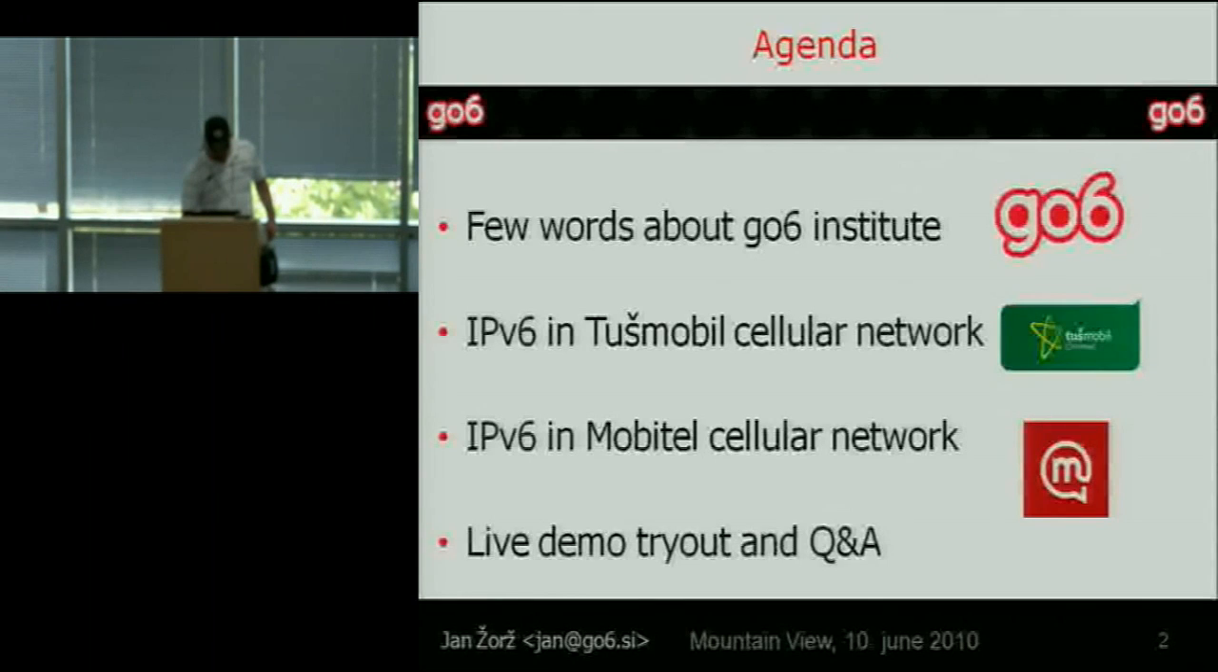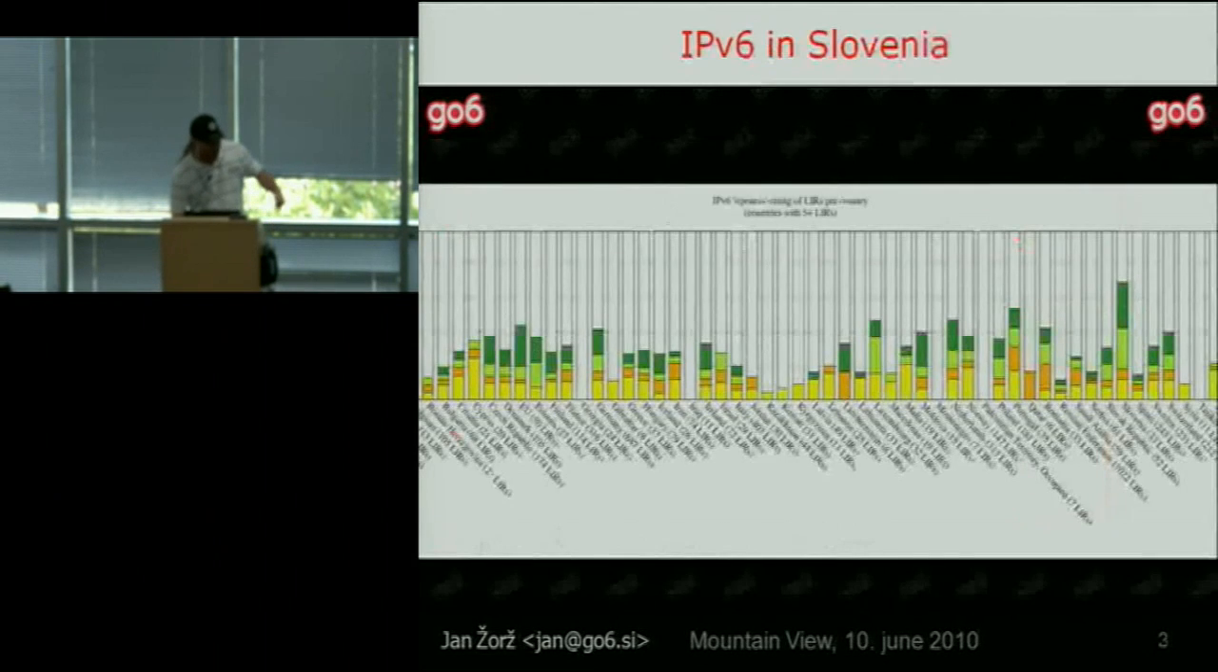Okay, this is the agenda. A few words about what we are doing there. It's about awareness and putting people together. And I will present what we did. We were like a catalyst for our two mobile operators in Slovenia to deploy V6. And I will show you how we did it. And I will, at the end, try to do a demo from this phone. I think this phone is becoming the most famous phone on this conference lately.